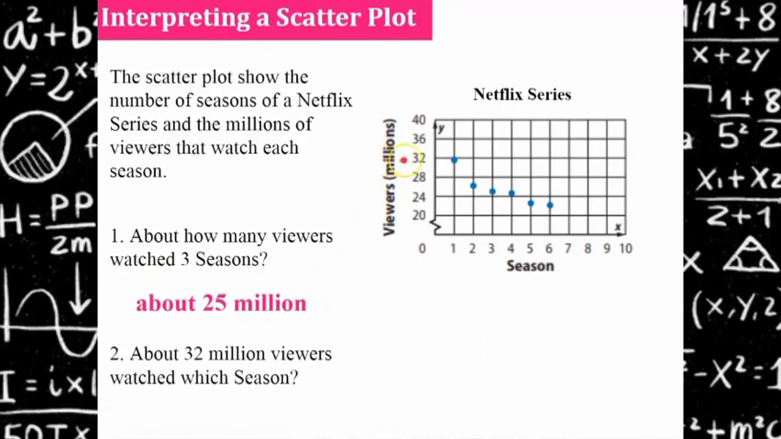Question 2: about 32 million viewers watched up to how many seasons? So let's go over to 32 and down to our data point, and we can say that season 1 was watched by 32 million viewers.